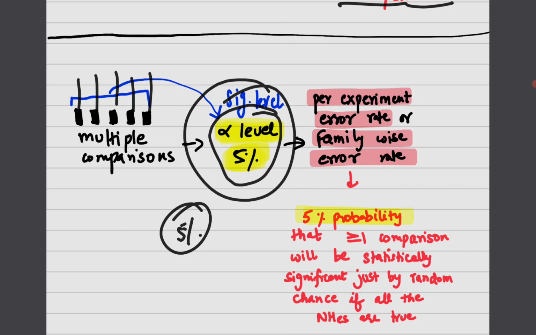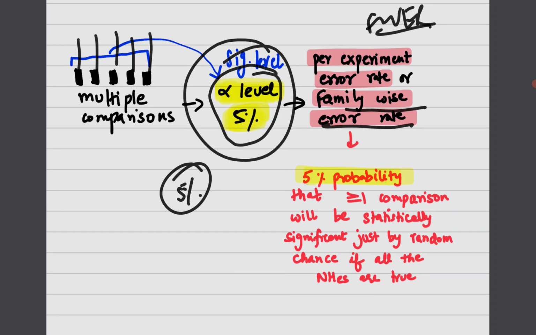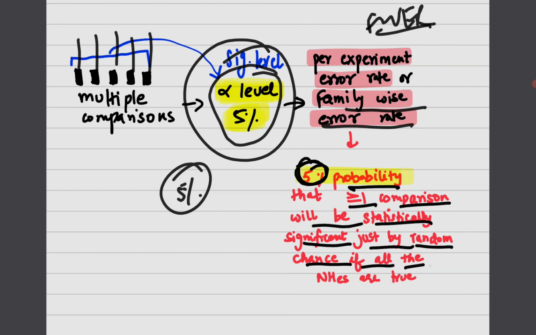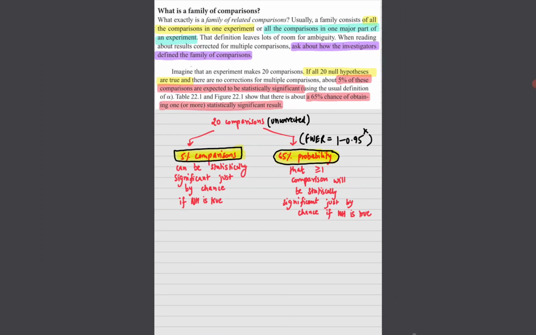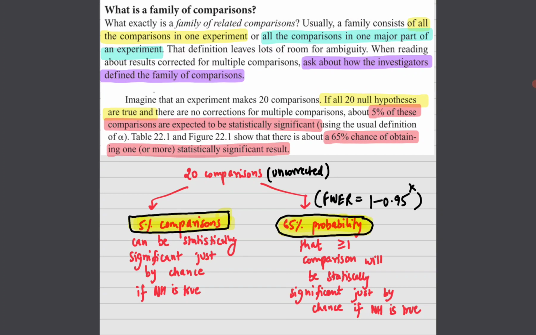Okay, and of course when I combine this and calculate a FWER, the family wise error rate, what is the interpretation of that family wise error rate? Let's say the family wise error rate comes out to be 5%, just assume. Then it means a 5% probability that at least one of these comparisons will be statistically significant just by chance, even if all the null hypotheses are true. Okay, so again we'll take a few more examples.